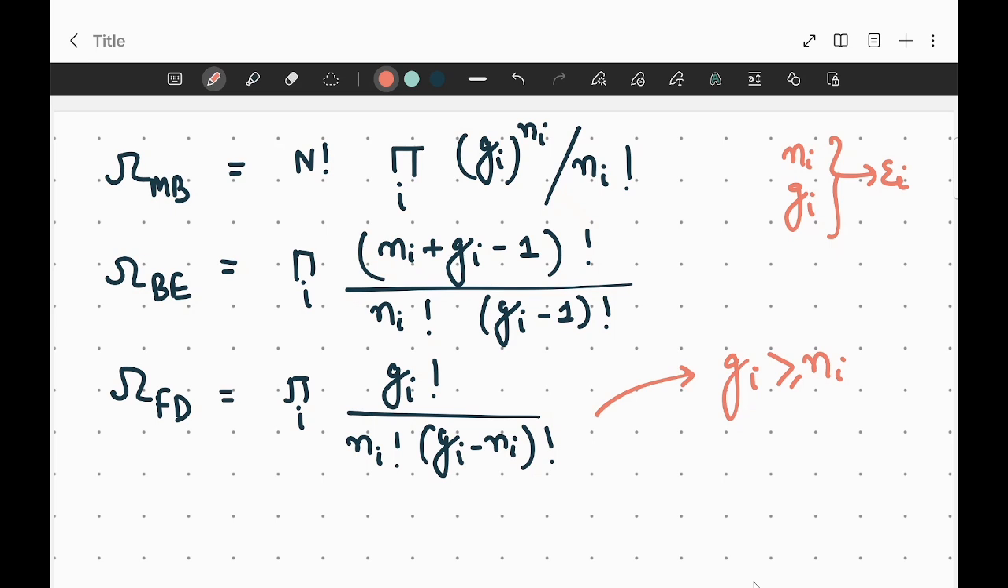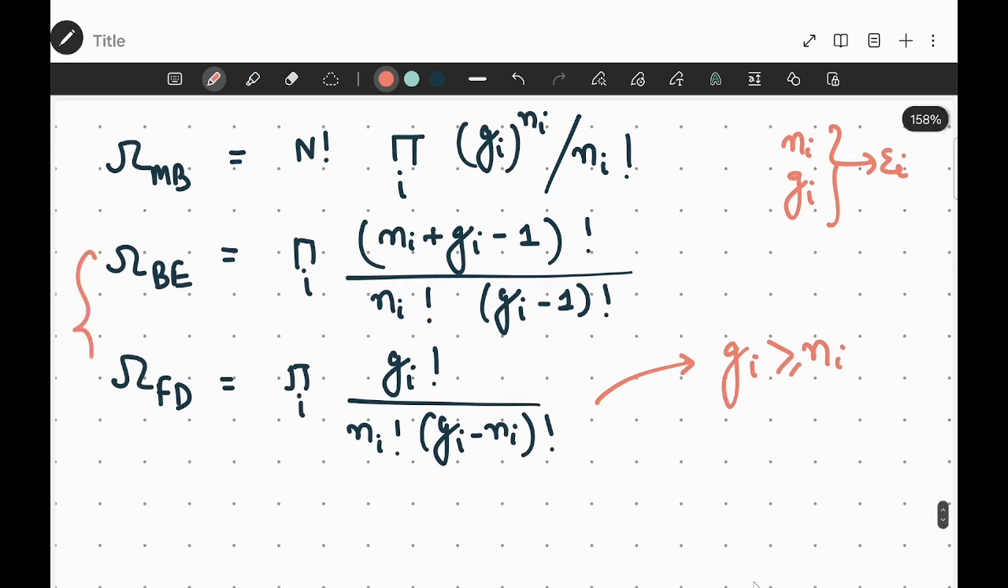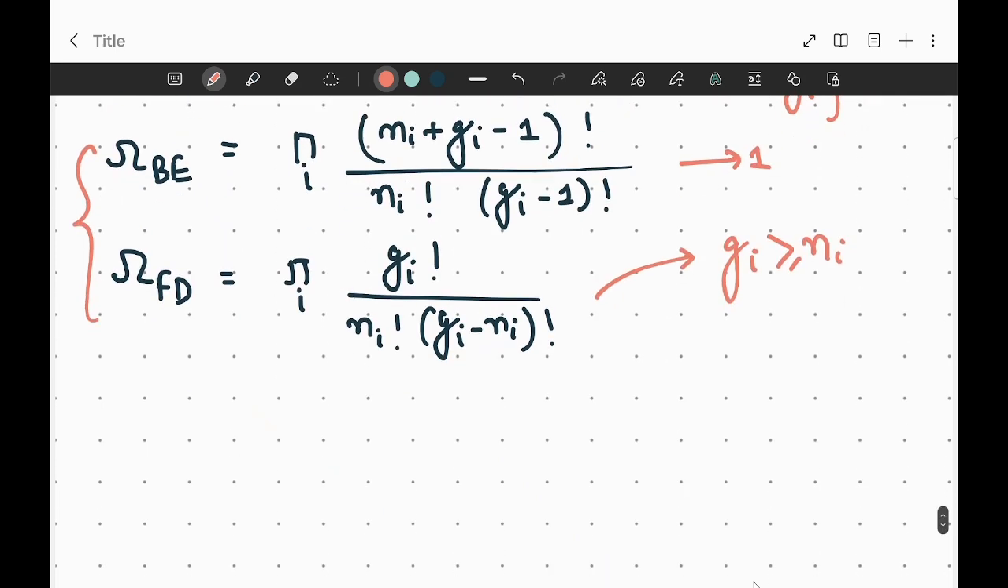So one thing you see here, for these quantum particles, if there is no degeneracy, what will be the result? Let's say Gi is equal to 1 for a state. So let's put it here. It will be 1 minus 1, so it is 0, so it will be 1. Correct? Yes. If Gi is 1, it is straightforward 1, correct?